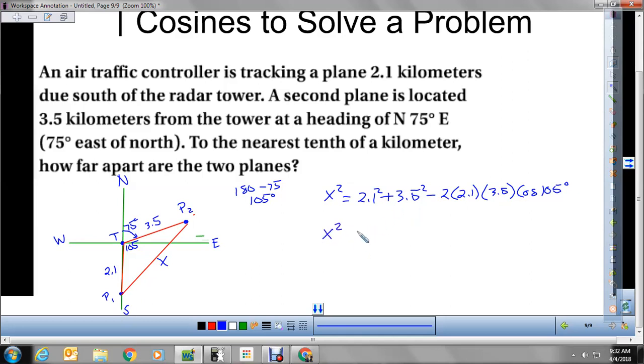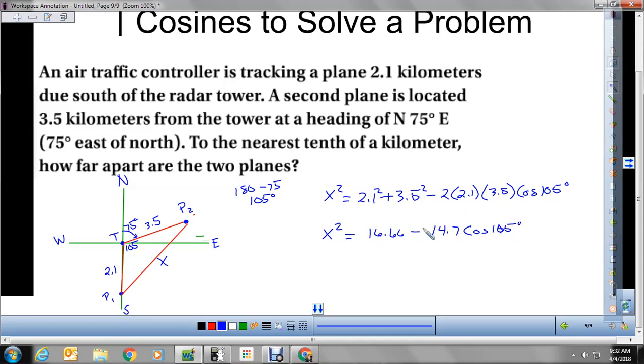So I'm going to do part of it. 2.1 squared plus 3.5 squared is going to give us 16.66. And then the product of these three is going to be 14.7. And then bring down the cosine of 105.